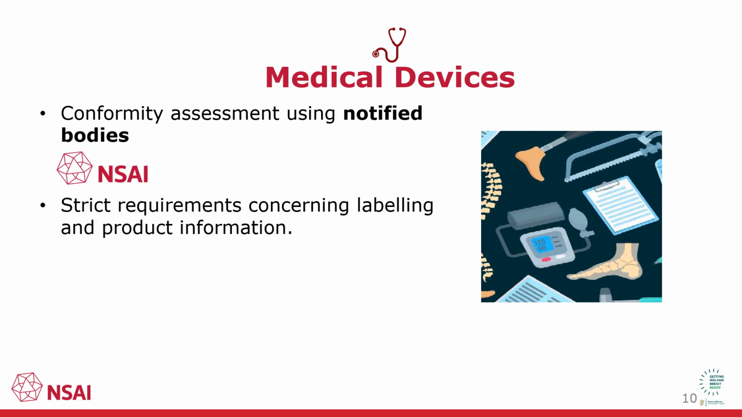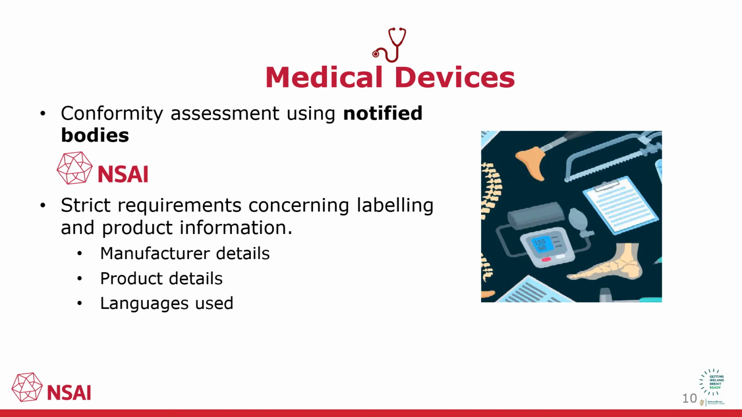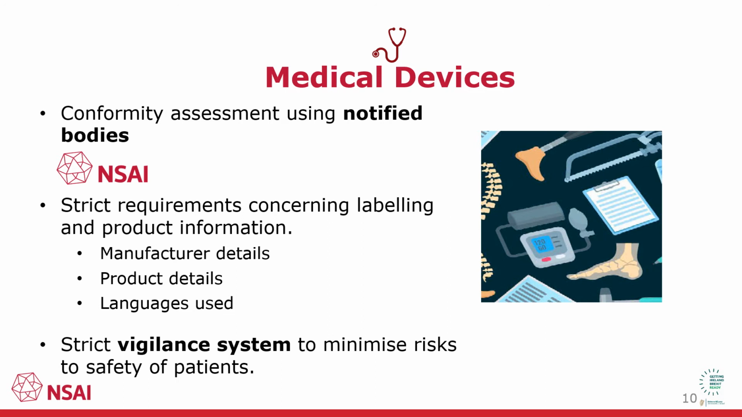There are strict requirements concerning labelling and product information. These cover the manufacturer's details and those of the authorised representative and importer for devices manufactured outside the EU, the product details and instructions for use. All of the information must be given in the languages required by the member state in which they are being put on the market. The languages for Ireland are English and Irish. For example, you are not allowed to put a device on the Irish market where the information is only given in German or French.